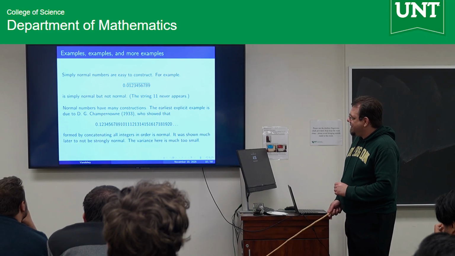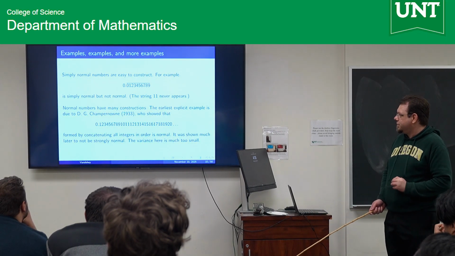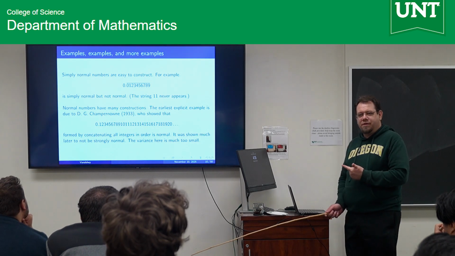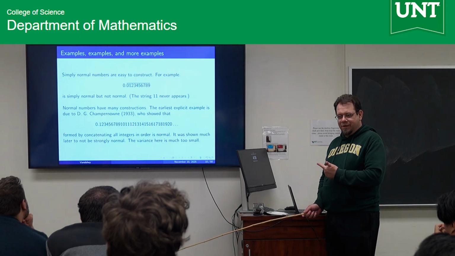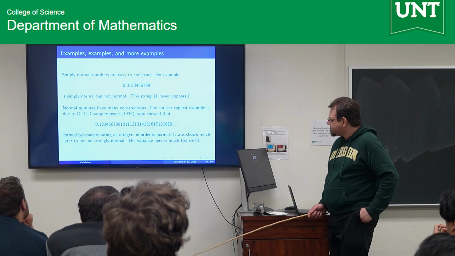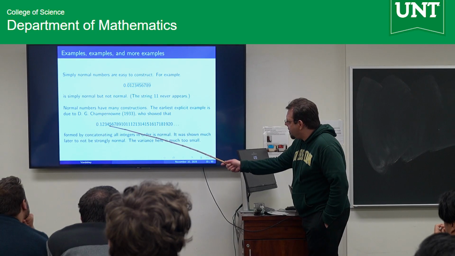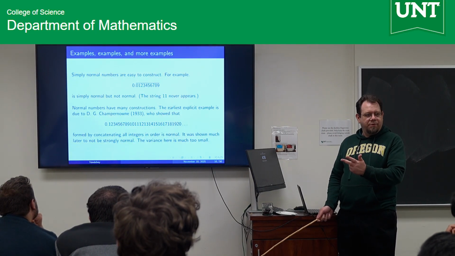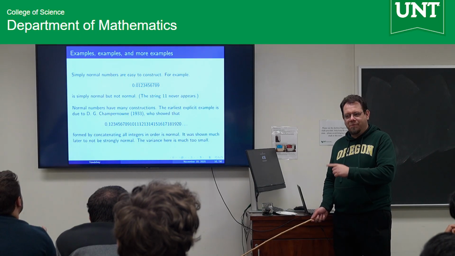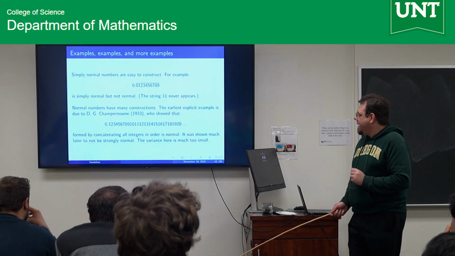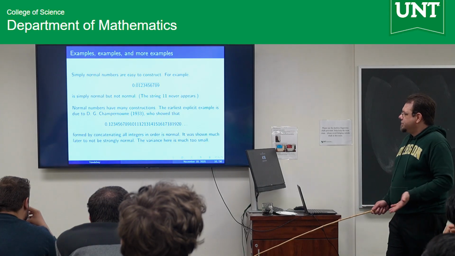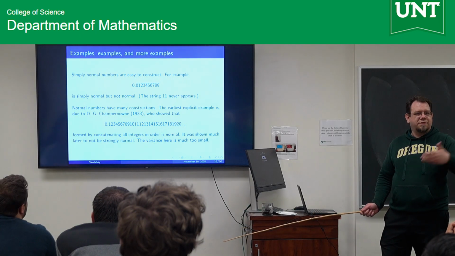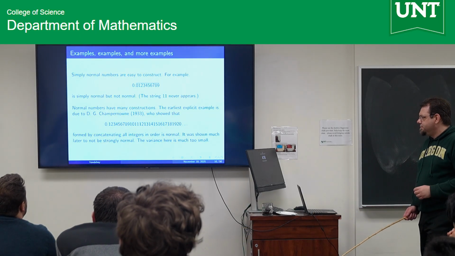The earliest explicit example we have is due to D. G. Champernowne in 1933. Fun fact, he was an undergrad when he did this. He was also a friend of another famous mathematician, Alan Turing, who also worked on the question of normal numbers. And he showed that very simply, you just take all of the integers from 1 to infinity and concatenate them one after the other. 1, 2, 3, 4, 5, 6, 7, 8, 9, 1, 0, 1, 1, 1, 2, 1, 3, and so on. And the end result is normal. So not only do all single digits appear with the correct frequency, but all pairs of digits, all triplets of digits, and so on and so forth, all appear with the correct frequency in this.